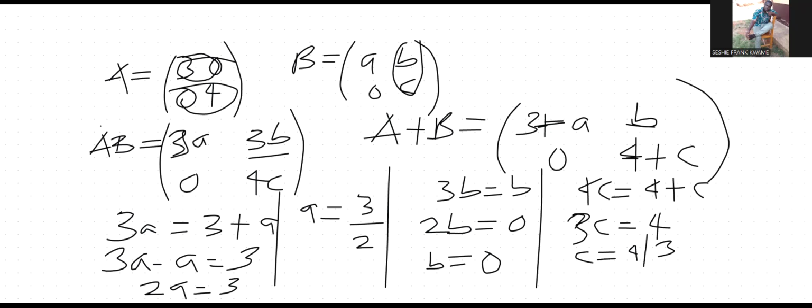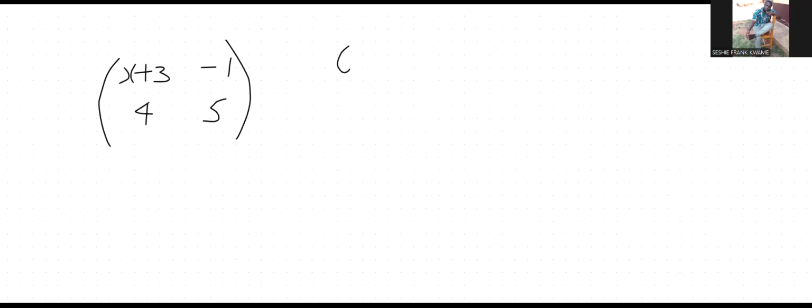Second question. Given that the following matrices are equal, so this is how I write it too. So that should be x plus 3, then -1, then 4, then 5. And that is equal to 6, y, z minus 3, and then 5.